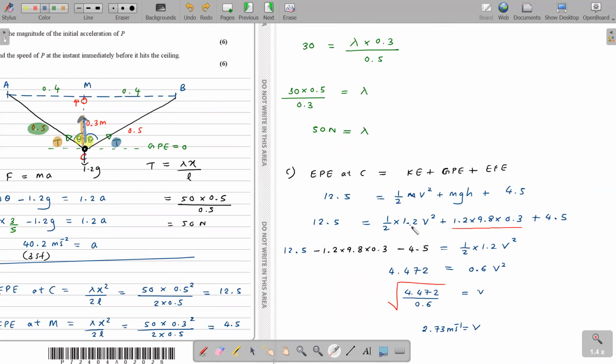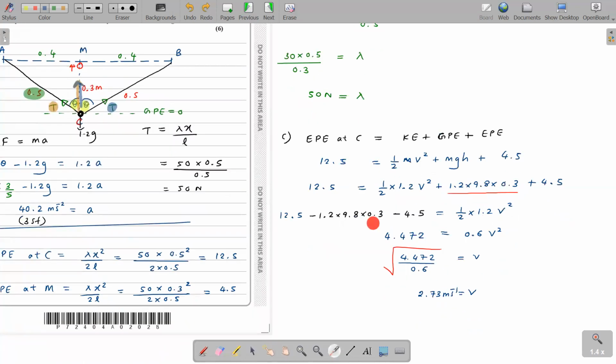So half the mass is given as 1.2 kilogram. V is what we are trying to find here, right? Plus mgh, mass is known, g is 9.8, height is 0.3, plus elastic potential energy 4.5. So guys, you put everything together and then we make V the subject. This is just a matter of simplification.